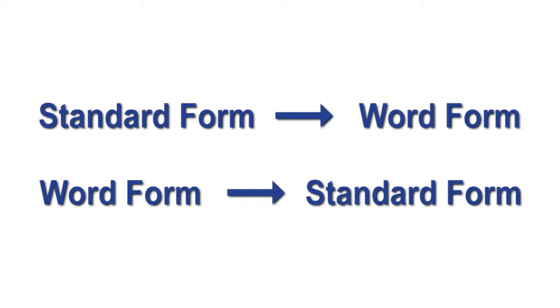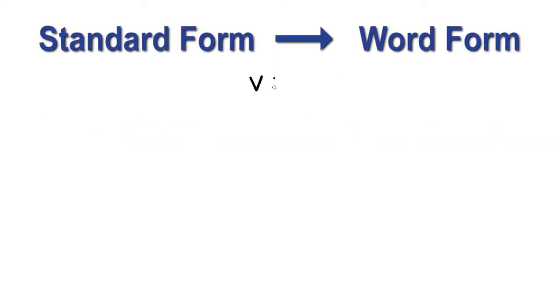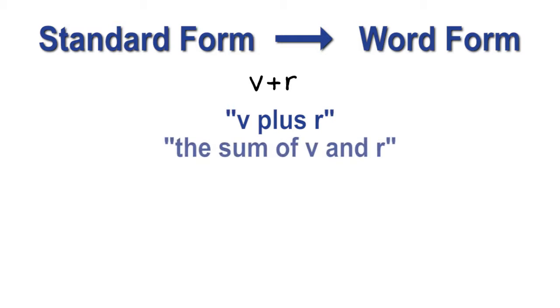There are many ways to write the expressions in today's lesson. Let's examine our first expression. There are many ways to read this expression. One way to read this expression is v plus r. The expression is already in standard form. The word form would be written as v plus r. Another way to read the expression and put it in written form would be the sum of v and r.